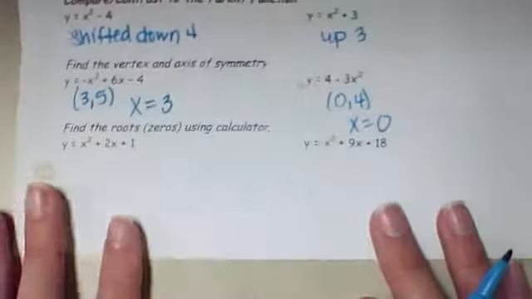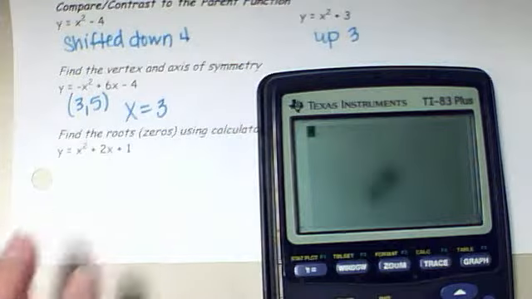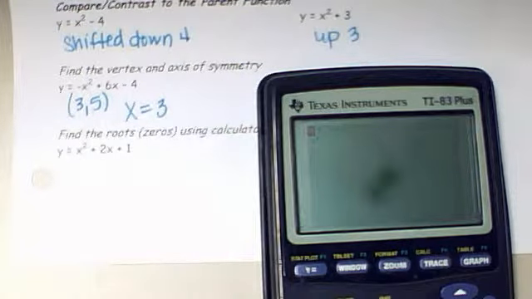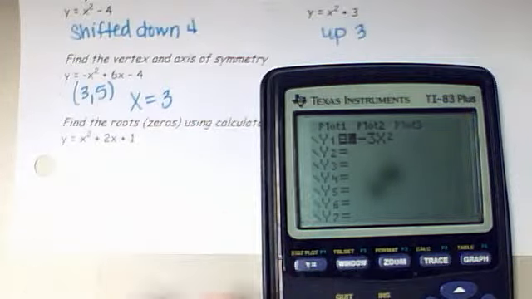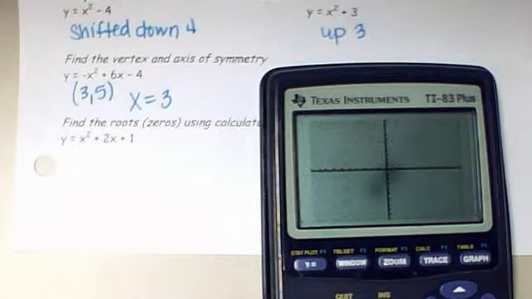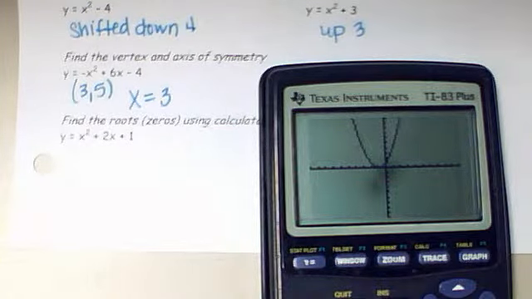Okay, the last thing we want to do is to find the roots. This is what your homework is about, so this is really important. Roots or zeros are anywhere where the graph crosses the x-axis. So where does it cross the x-axis? That's where my zeros are. We're going to do this using our calculator, so you're going to put x squared plus 2x plus 1 into your calculator, hit graph, and you can see that it just barely touches right here. We want to figure out what that value is because that's our 0.